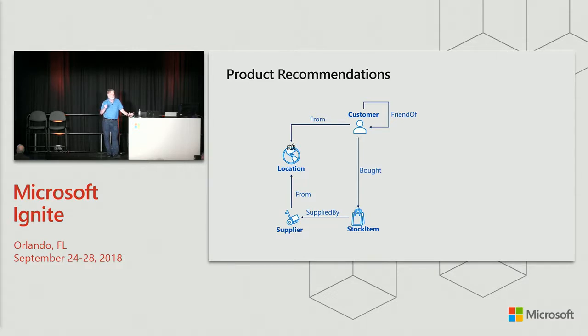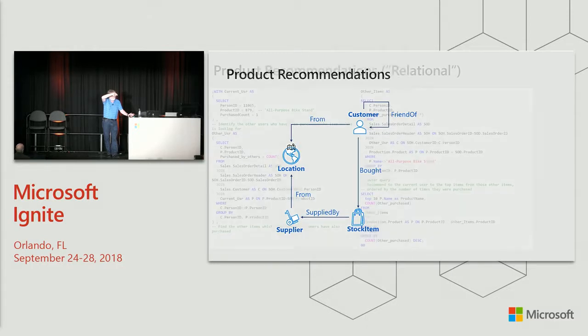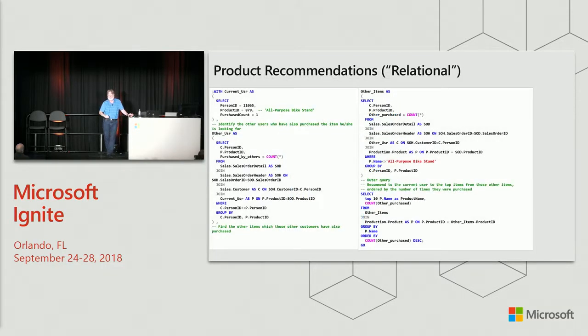So you could do all this with straight relational data without the graph processing, right? Anybody have doubts about that? Anybody want to see what the query looks like? So that's what the query looks like.